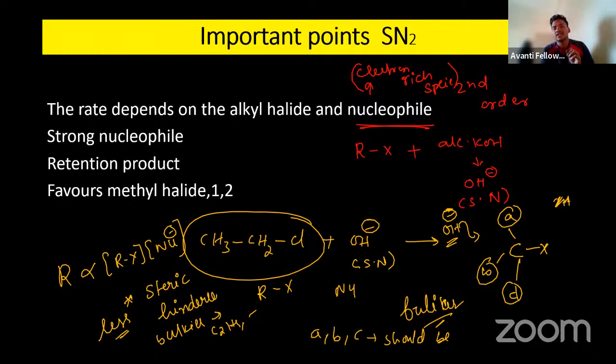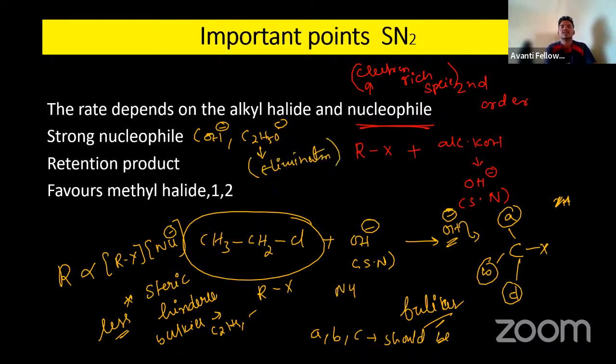So obviously for SN2, less crowding should be there. Okay. So the attack will be by a stronger nucleophile. What are the stronger nucleophiles? OH minus or C2H5O minus. Sometimes it will undergo elimination also. We'll discuss that one later. But OH minus, CN minus, these are all stronger nucleophiles. Even I minus also. These are all stronger nucleophiles, and they will undergo the SN2 reaction.